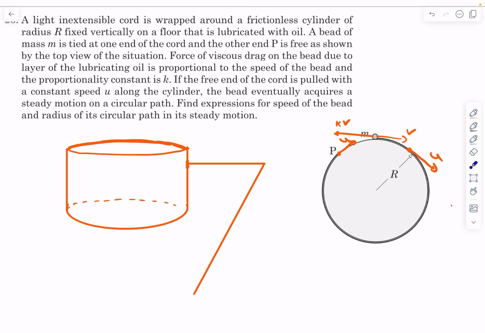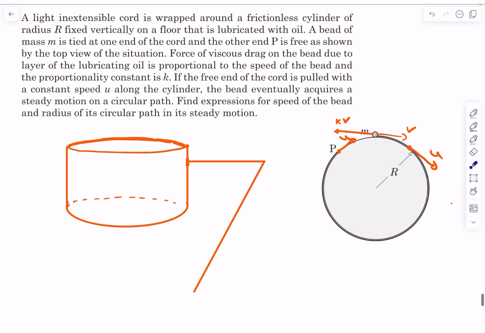But they're saying eventually it will acquire a steady motion on a circular path, meaning after some time, when the velocities all become constant, the bead will be on some other circular path with some other radius. So they're asking what is the expression for the speed of the bead and the radius of its circular path when steady state is achieved. Okay, so that's the question.